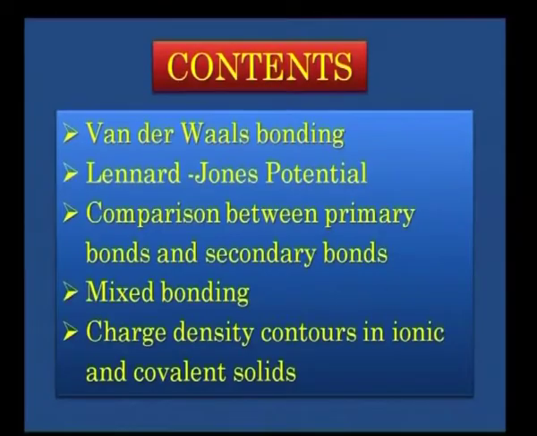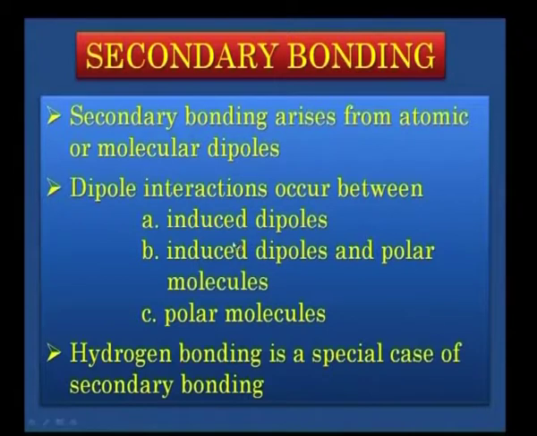And also we will be talking today about mixed bonding, and the contents of today's lecture are as follows: van der Waals bonding, Lennard-Jones potential, comparison between primary bonds and the secondary bonds, mixed bonding, and charge density contours in ionic and covalently bonded solids. And as I mentioned just now, apart from primary bonding, we have got weak secondary bonding, and this weak secondary bonding, as I told you in the previous lecture, arises because of the interactions between the induced dipoles, sometimes the induced dipoles and polar molecules, and lastly the polar molecules.